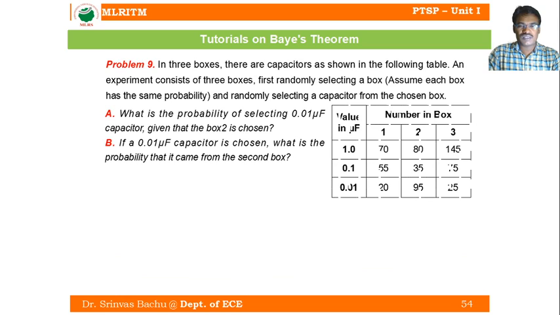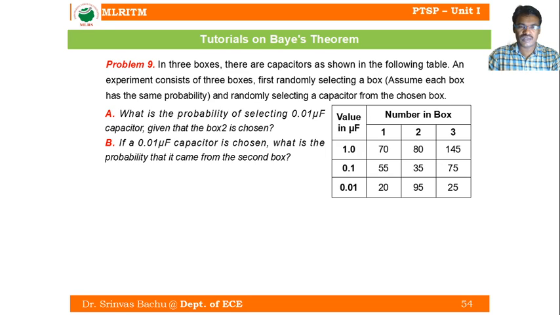In 3 boxes there are capacitors as shown in the following table. The experiment consists of the 3 boxes. Randomly selecting one box, each box has the same probability. And having selected a box, choose one capacitor. This is the given data.